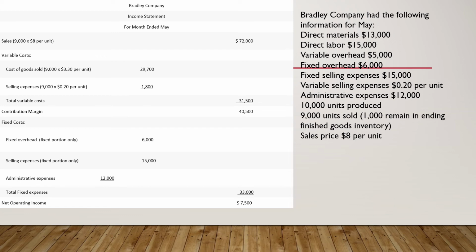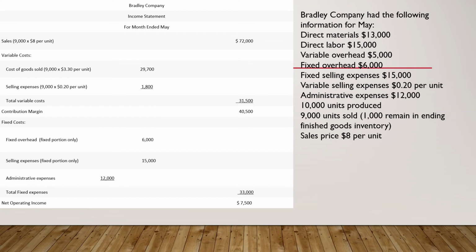Add the selling expenses. So 9,000 units sold times 0.2 per unit is equal to 1,800. So we add that together, we come up with 31,500 total variable cost. We subtract this from the sales, which is 72,000. We come up with 40,500 contribution margin.